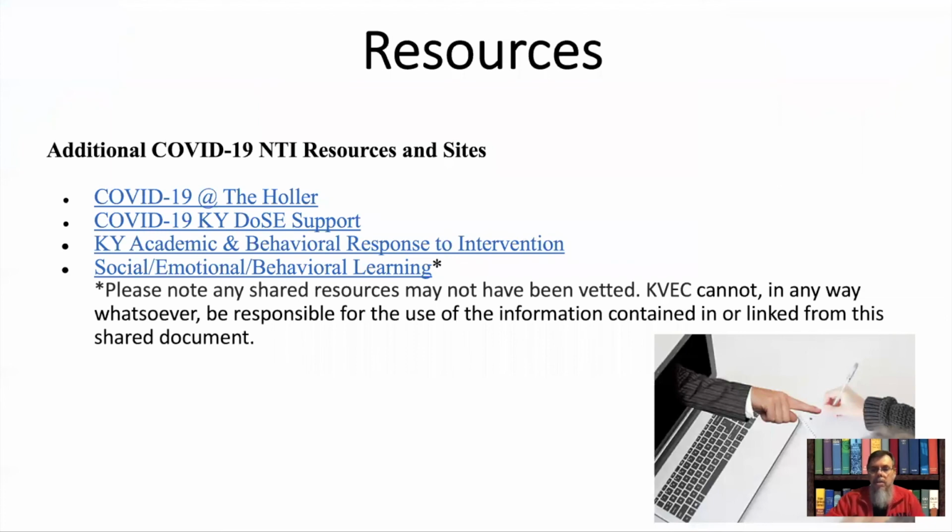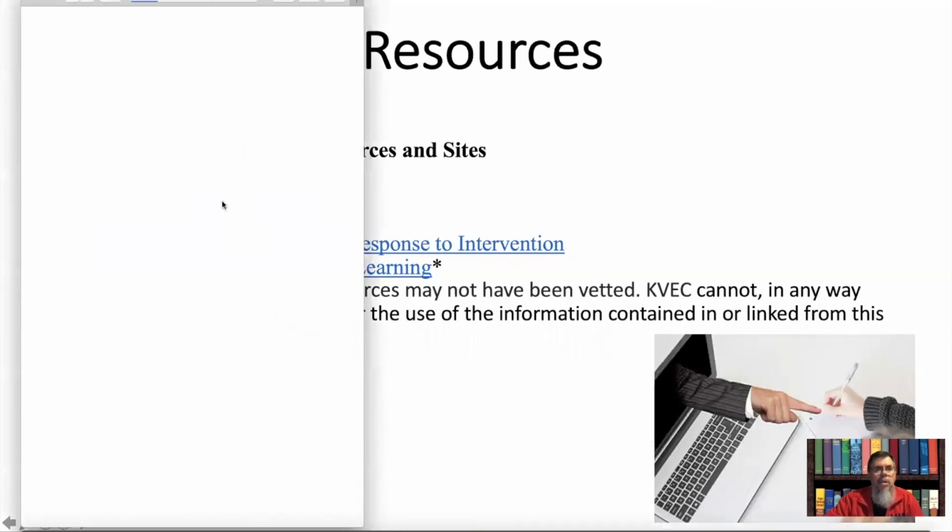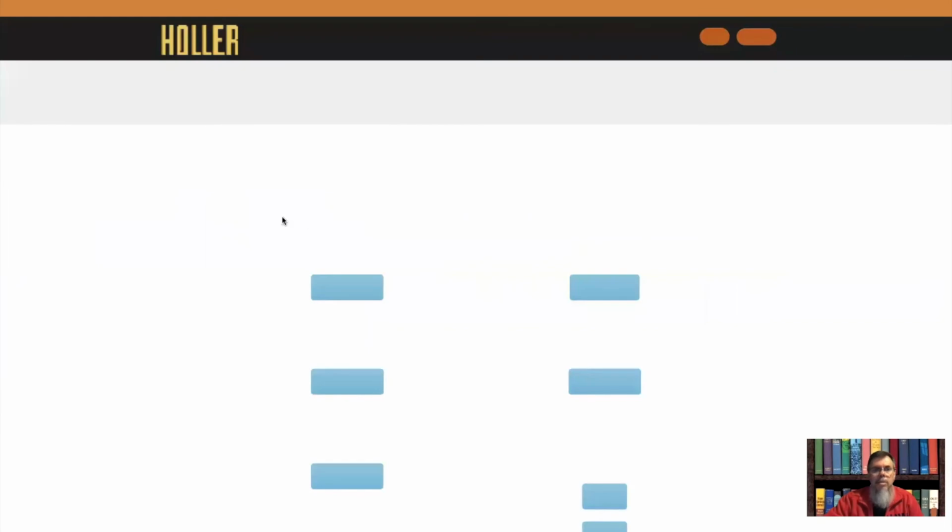Some resources that we have available are the Kentucky Special Education Support Network and the Kentucky Academic and Behavioral Response Intervention, which is ABRI. This bottom link takes you to a site where several different resources are available. They've not all been vetted, of course, but there are some good resources there. Let me see if I can go to the Holler one. This is where most of our information is housed, our trainings and websites.